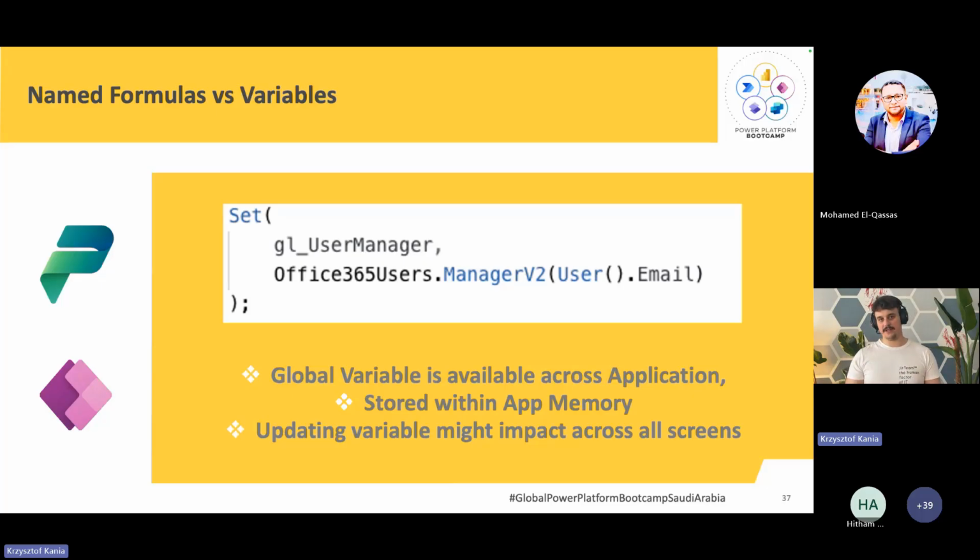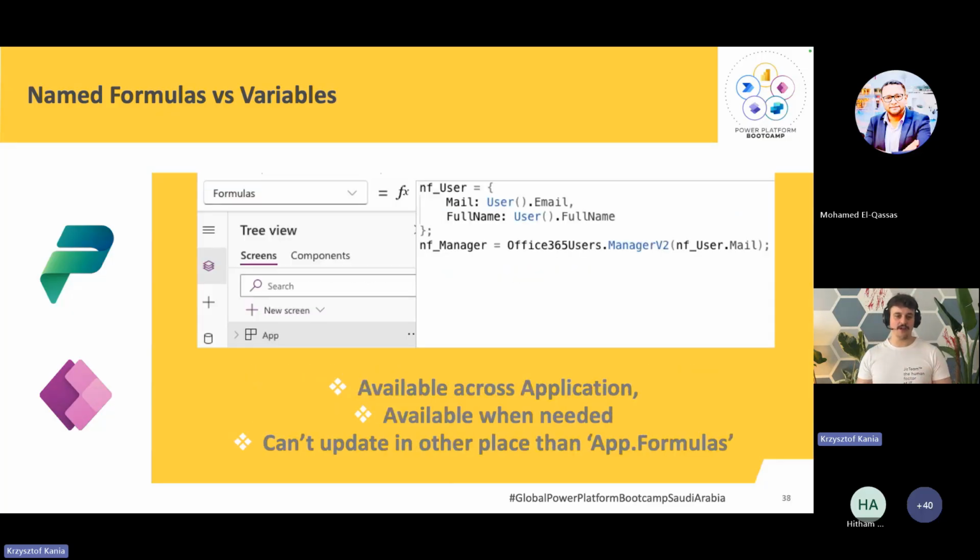And you can update it in any place of the application. So you can set it on screen A and then change the value on screen B, or even update it on the same screen. If you do not keep the same data over there, it can cause a lot of impact across the whole application, a lot of issues. So let's compare it now to a named formula. It is also available all across the application, but you declare it in one centralized point of definition. It is available when needed, so no OnSelect has to go on, no screen has to open first, but you cannot update it anywhere. Its value is immutable.